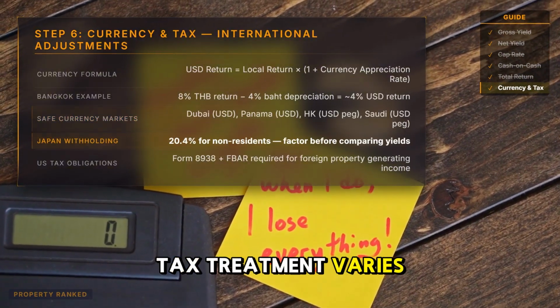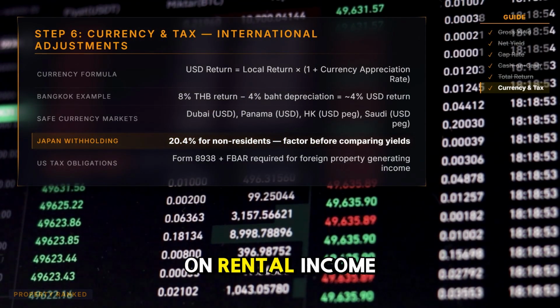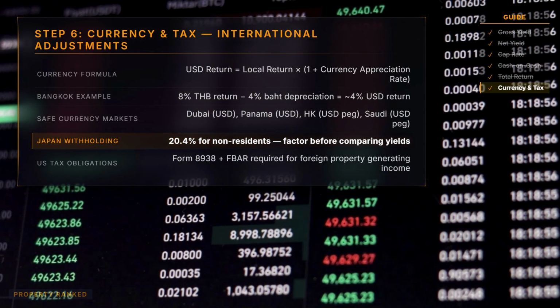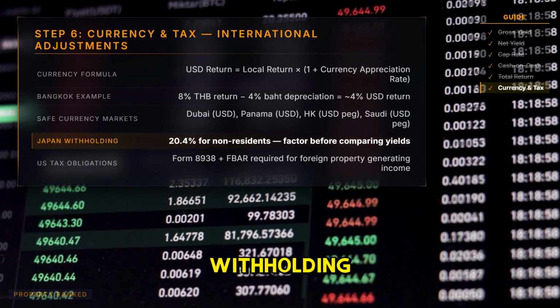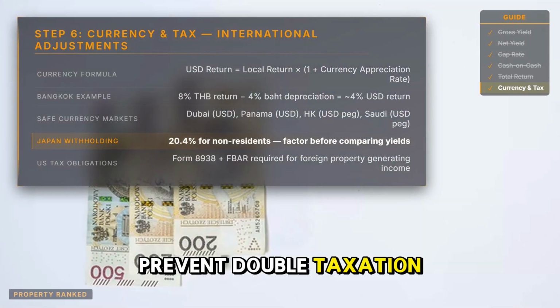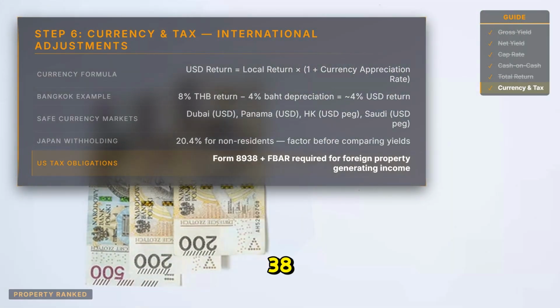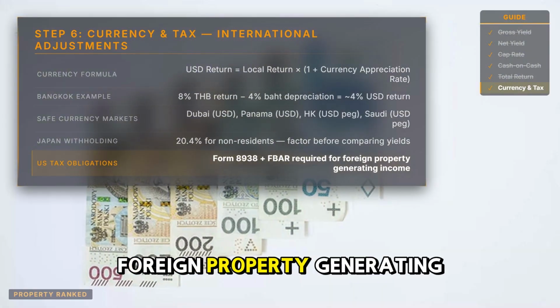Tax treatment varies dramatically. Japan withholds 20.4% on rental income for non-residents. Thailand charges 15% withholding. Most countries have tax treaties that prevent double taxation for U.S. investors, but you must file Form 8938 and FBAR for foreign property generating income.